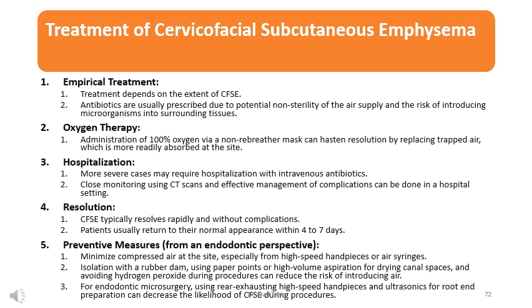Preventive measures, from an endodontic perspective. Minimize compressed air at the site, especially from high-speed handpieces or air syringes. Isolation with a rubber dam, using paper points or high-volume aspiration for drying canal spaces, and avoiding hydrogen peroxide during procedures can reduce the risk of introducing air. For endodontic microsurgery, using rear-exhausting high-speed handpieces and ultrasonics for root end preparation can decrease the likelihood of CFSE during procedures.